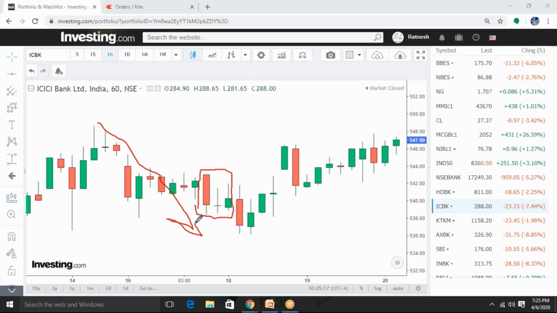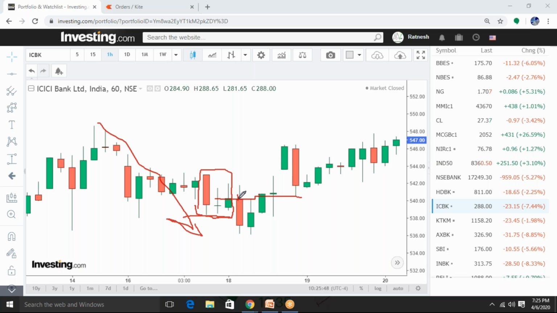But we have to wait for one confirmation candle after that. This is a morning star, so one confirmation candle is coming, closing above this pattern. So we have to wait for a closing above this. Above this we can take our buy position with a stop loss of this. So clearly we will not take our buy position at the next candle. We have to wait for one candle to close above this. Clearly, one candle is able to close above this.